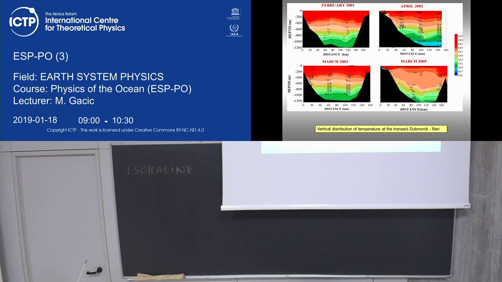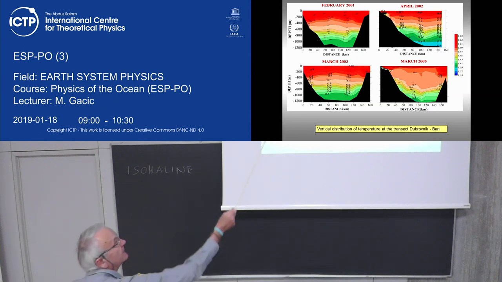And in order to illustrate this, how we can get the idea whether the vertical mixing came into play or not, we can understand that by looking simply at the vertical transect in an area where we expect that the dense water formation or the vertical mixing takes place.